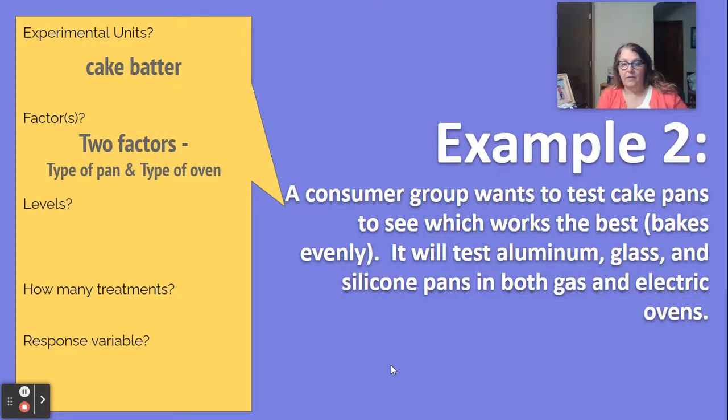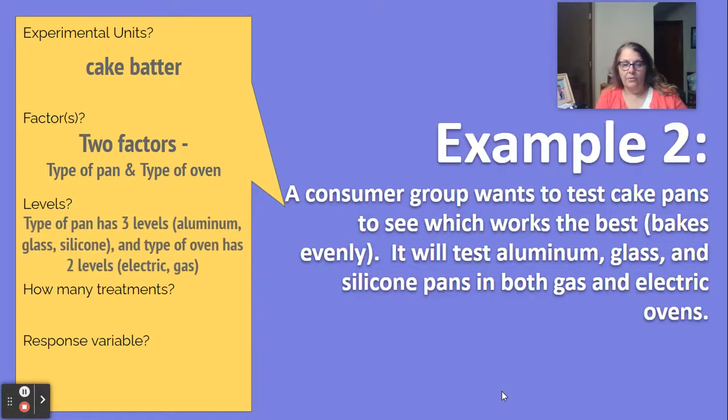And in my oven, I'm using 2 different types: gas or electric. So in my levels, I have 3 levels of the types of pan: aluminum, glass, and silicone. And then in my ovens, I have 2 levels, which is electric and gas. So if you think about it, I have basically 2 factors: the aluminum done in both the electric and the gas, the glass done in both the electric and the gas, and the silicone done in both the electric and the gas. So ultimately that makes it 6 treatments.